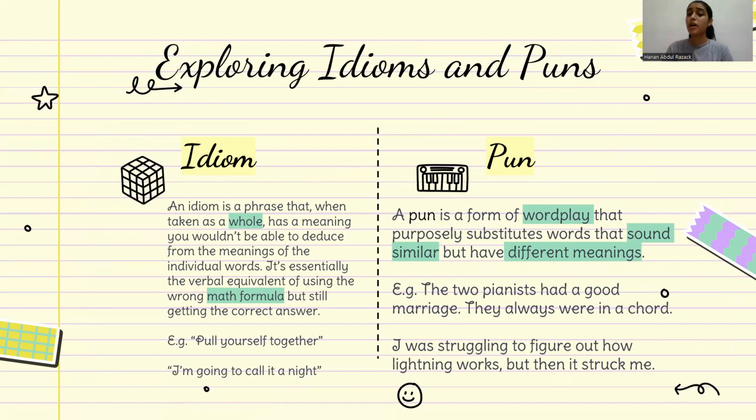Pun. A pun is a form of wordplay that purposely substitutes words that sound similar but have different meanings. Example, the two pianists had a good marriage. They were always in accord. I was struggling to figure out how lightning works, but then it struck me.